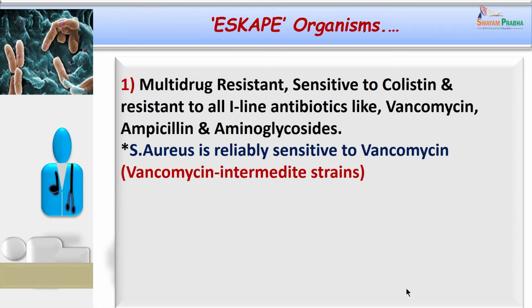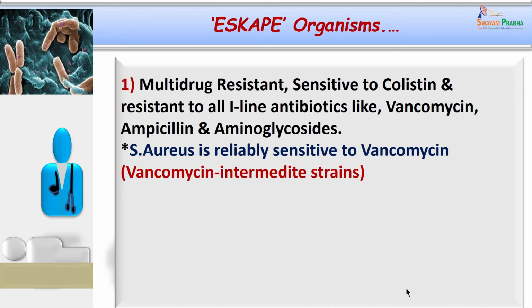There are three important characters of the ESCAPE group of organisms which we need to remember. The first character is that, as said, they are multi-drug resistant but usually sensitive to colistin. As we found in our index case, these organisms are usually found resistant to all first line antibiotics like vancomycin, ampicillin and aminoglycosides. In this group, Staphylococcus aureus is usually known to be reliably sensitive to vancomycin.